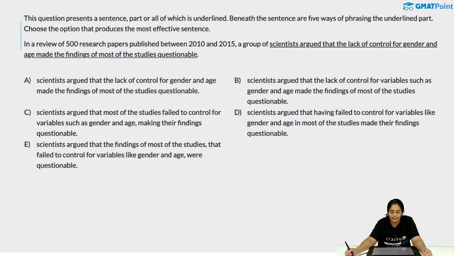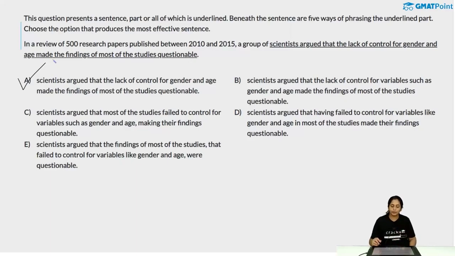So they are basically saying that the lack of control for gender and age essentially would make the study's results not reliable as such. So essentially, I see no grammatical error in the sentence as is. If the sentence is grammatically correct as is, I would say the correct answer would be option A. But let us see whether options B, C, D and E are also grammatically correct or incorrect.